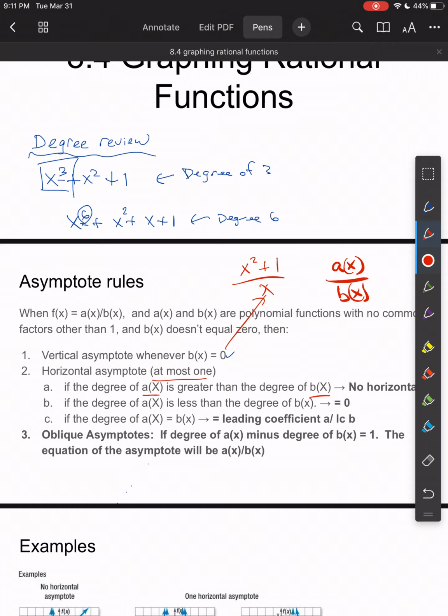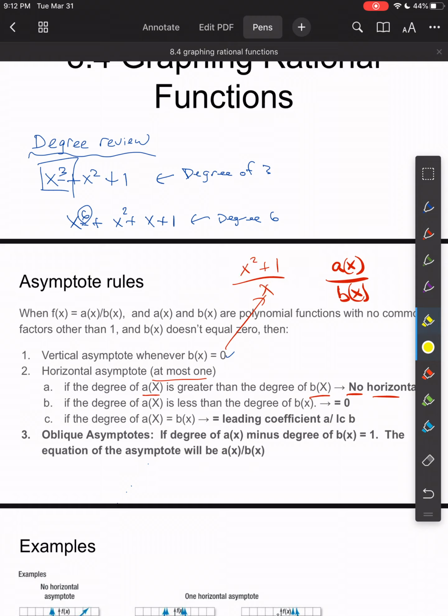So with rule number 2, horizontal asymptote, part A, it says if the degree of A, or the degree of the numerator, is greater than the degree of the denominator, then we do not have a horizontal asymptote. So in my example here, since the degree of the numerator is greater than the degree of the denominator, because numerator is 2, denominator is 1, there's not going to be any horizontal. So there would be no horizontal in our example.